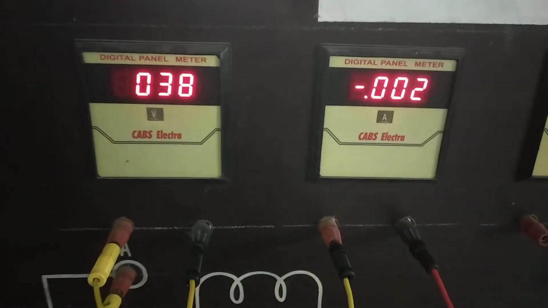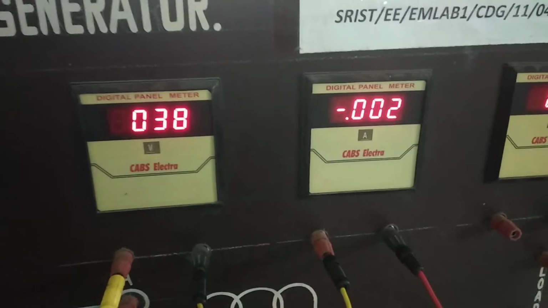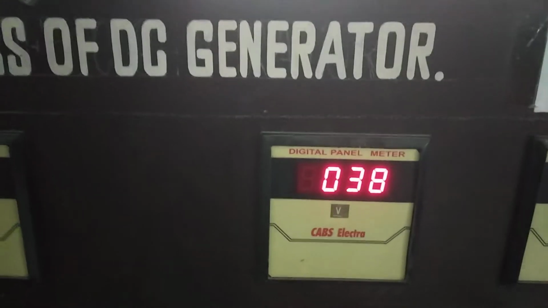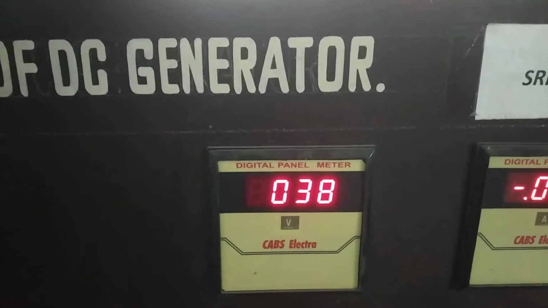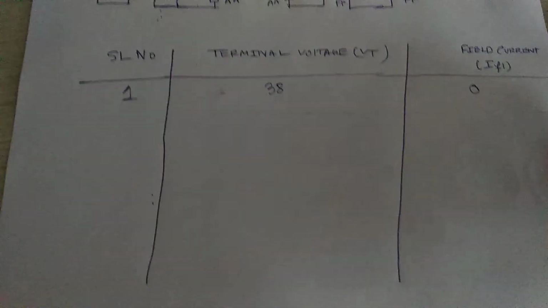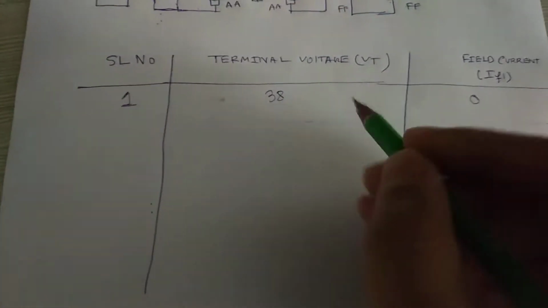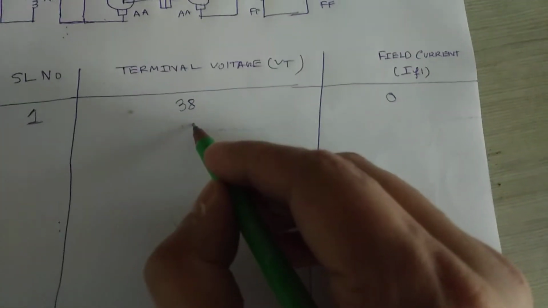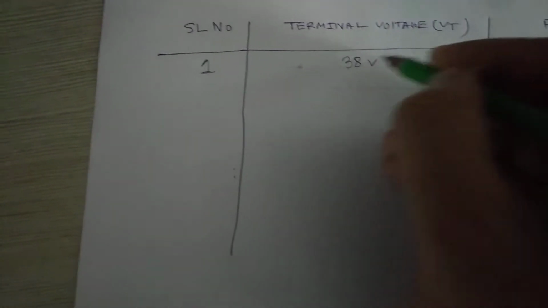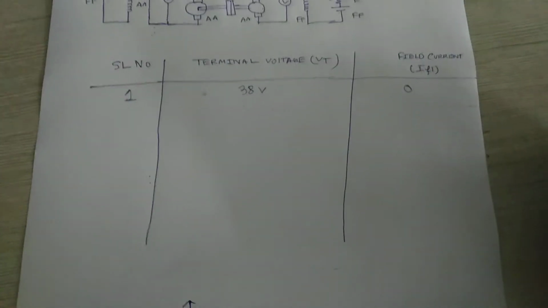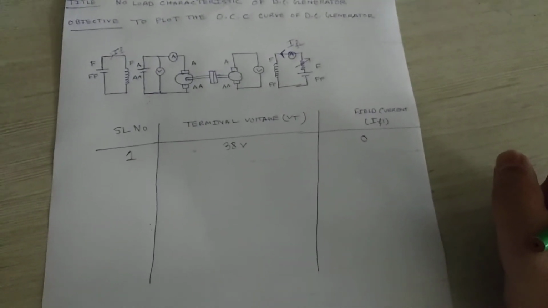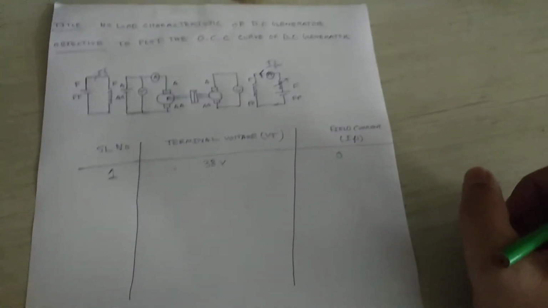And if we increase the field voltage, then you can see the field current is also increased, and hence the terminal voltage of the generator is also increased. So now you have to plot here that serial number 1, that is terminal voltage is 38 volt when the field current is 0. That means this 38 volt is the residual voltage. Okay, now we are going to increase the field current, and we can see that the terminal voltage of the generator can be increased.